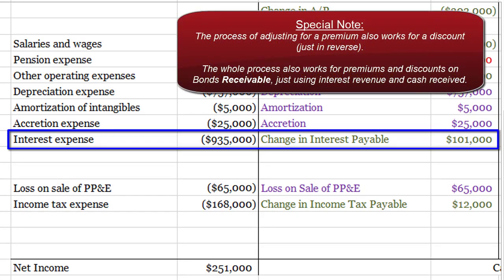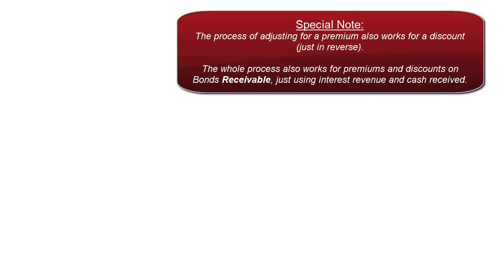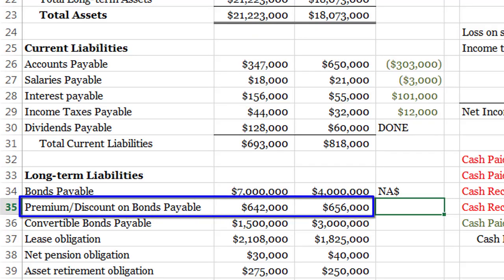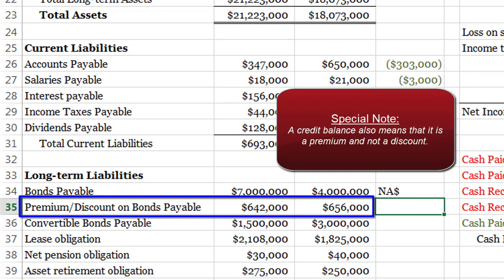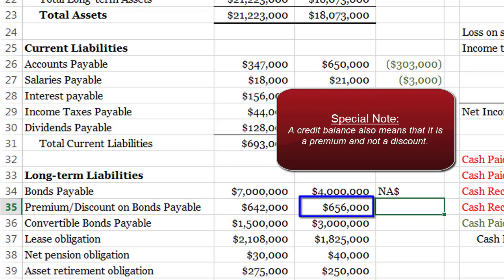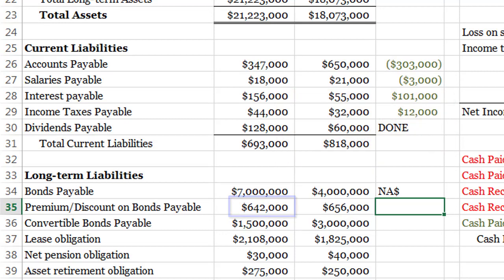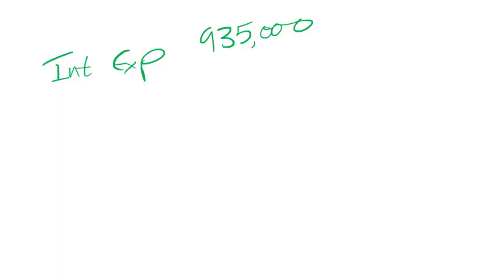Let's take a look at the journal entry. It'll be easier to see that way. We debit interest expense for the period at $935,000. And then we would amortize away the premium or discount. So if we look at this account, it's got a credit balance because it's a positive number in a credit list. It goes from 656 to 642 with a $14,000 change. It's a drop, so that's a debit to this credit account. So that would be my premium amortization, that $14,000.